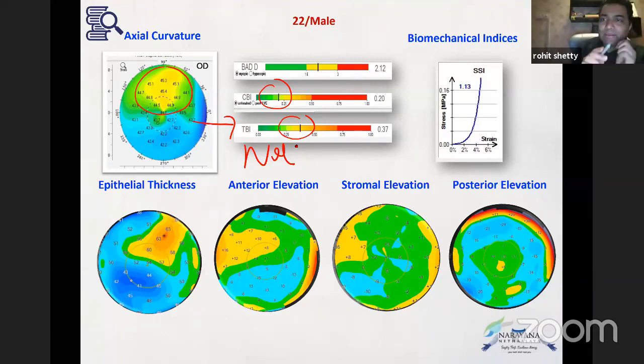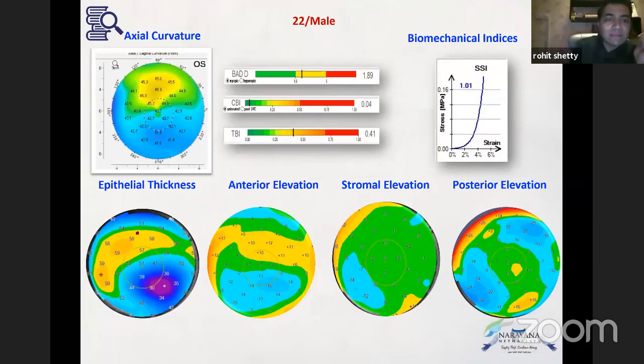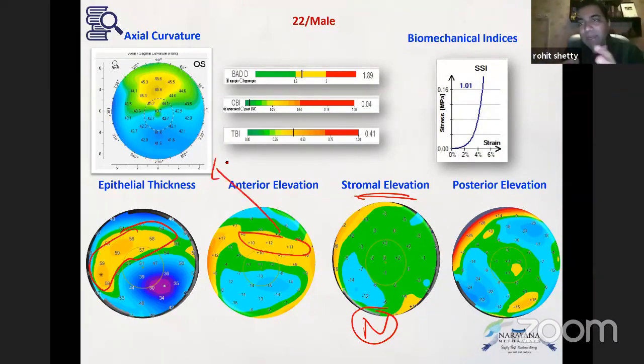But when you look at the MS39 out here, you see something quite different: the anterior stroma is completely normal and the posterior part is completely normal. So that means whatever was happening is happening at the epithelial level, and that is what was causing the change. Exactly the same thing out here. This is your map, and the stroma, which is the minus of the epithelium, was completely normal. So this elevation matches your Pentacam, so that cannot be reliable.